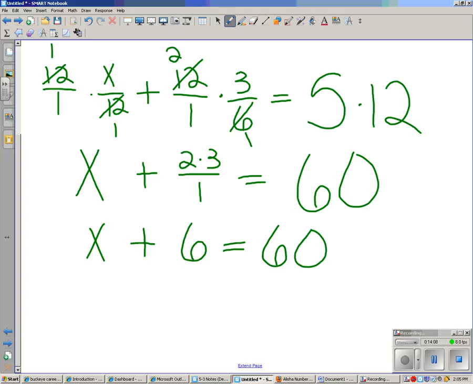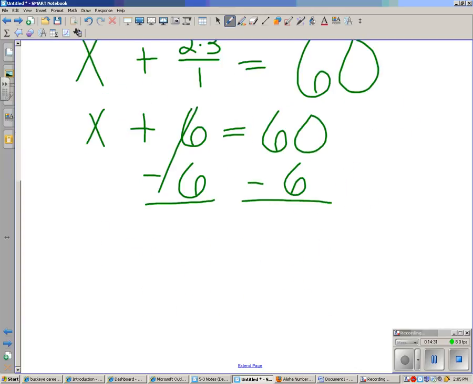Now, can you solve this equation? How do I solve this equation? Amber? What do I do? Up here, Amber. What do I do to both sides? Yeah, subtract 6 from both sides. You writing this stuff down? Hopefully. x equals 54.